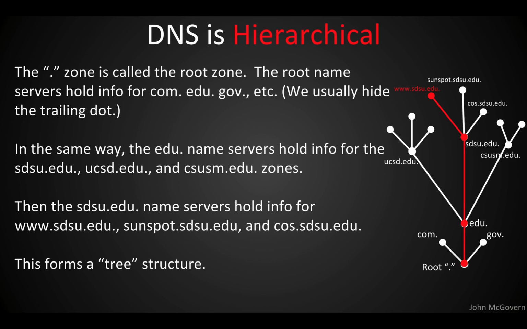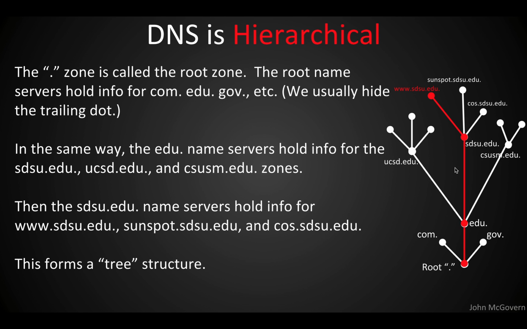So, for example, com dot and edu dot and gov dot, that holds that first level of information. So in our tree here, there's the root, and then there are these top level domains, as we call them, our first level of domain. And there are root level DNS servers that hold that information. And then there are servers, for example, for the edu dot domain. And those servers hold all the information for ucsd.edu, sdsu.edu, csusm.edu, stanford.edu. So you find out about those from this server.